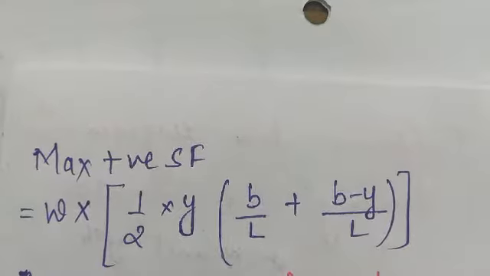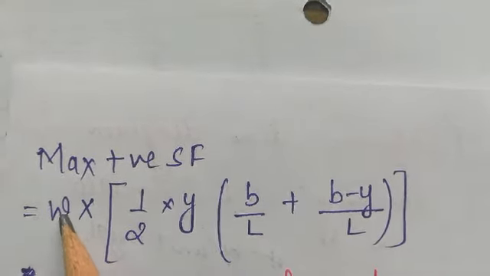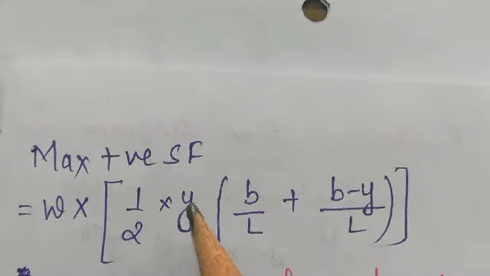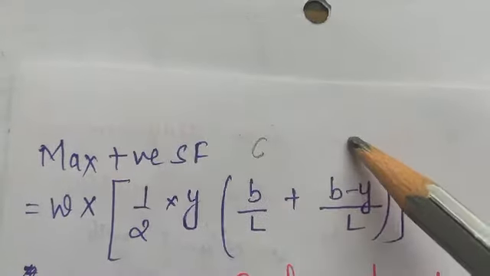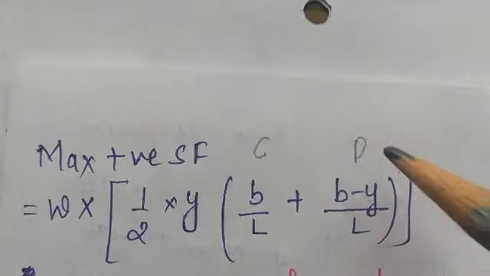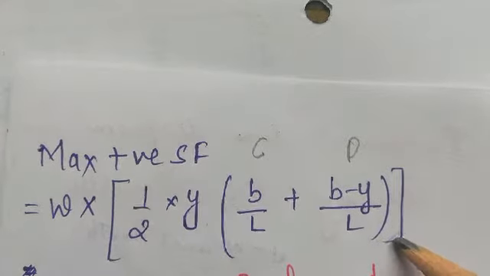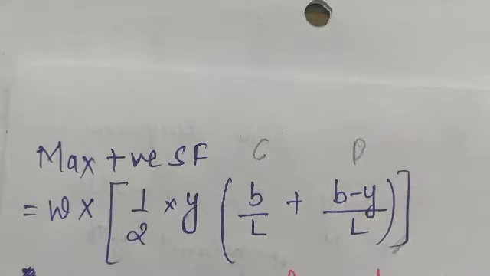So what is the equation? How will we get it? Load multiplied by half base into the summation of the UDL ordinates at C and D. So this is the ordinate at C, this is the ordinate at D. So this is your equation for positive shear force.